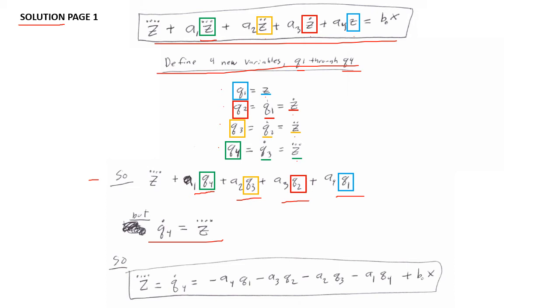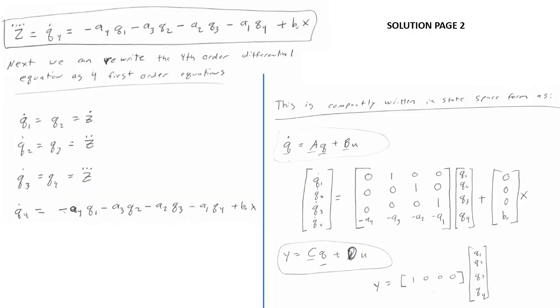From this, the next step is to resimplify and draw it out again. I rewrite that equation in terms of a's and q's. So z four dot is equal to q4 dot, from this relationship right here, which is equal to negative a4 q1 minus a3 q2 minus a2 q3 minus a1 q4 plus b naught x. I put this on this side of the equation, compared to up top where it's on the right hand side of the equal sign. So I rewrite that general equation that I just solved for and rearranged.